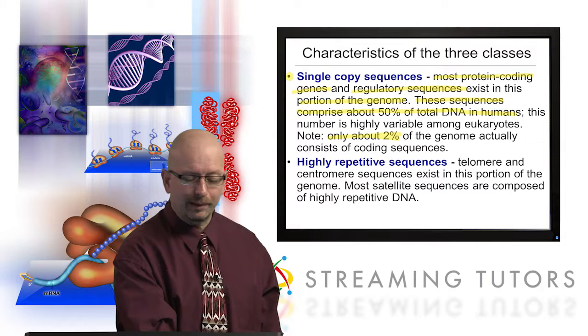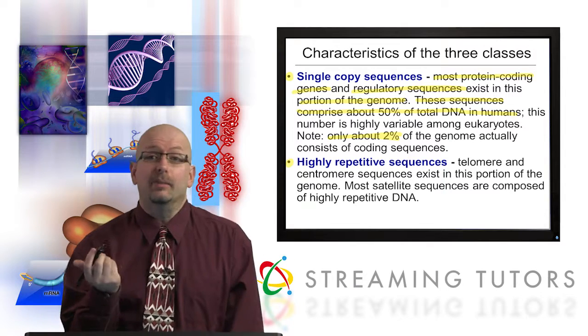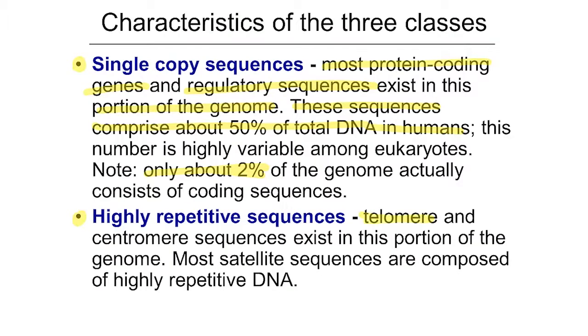Now the highly repetitive sequences, the best example of these are actual telomere and centromere sequences. They're not the only ones, but since you already know something about those, they're good ones to think about. Telomeres, 6 bases over and over and over again. Centromeres are longer, but they're repetitive for sure. So they're in this part of the genome. Also, satellite sequences, as we just implied, are composed of this highly repetitive DNA.